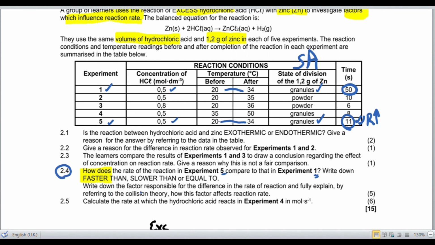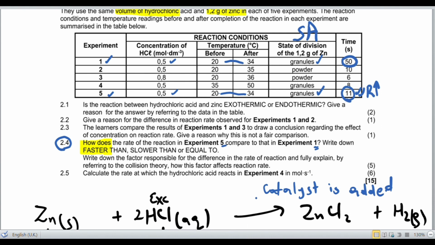Then kuthiwa ke ngoku write down the factor. The factor engaba yenzekile phaa is the addition of a catalyst. The catalyst is added. Ngenxa yoba ezi zilapha zonke zirayithi ziyafana. So kushiyeke ntoni ke ngoku kwezi factors sinazo? I-catalyst. So kuaddwe ntoni ke ngoku? I-catalyst phaa. So kuthiwa ke ngoku by referring to the collision theory, how does this factor affect the reaction rate?